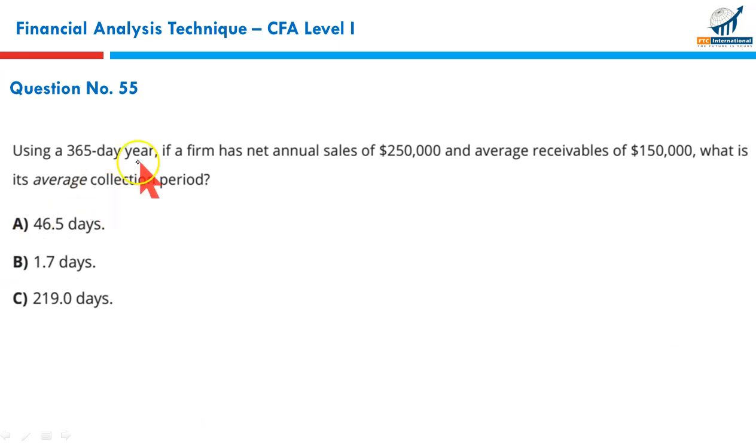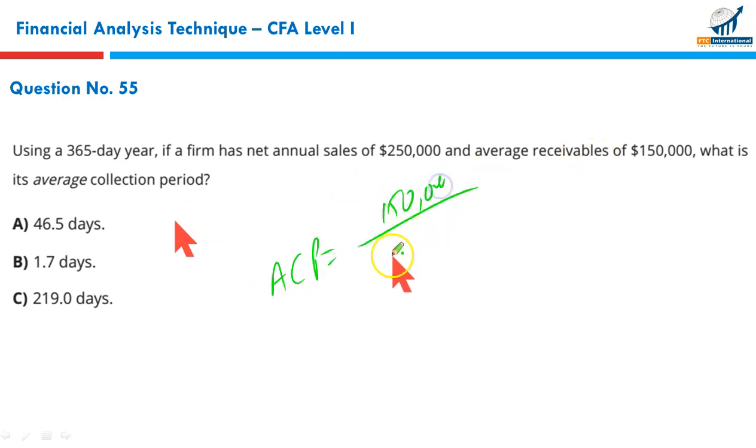Using a 365-day year, a firm has net annual sales of 250, average receivables 150. What is the average collection period? So very easy question. Average collection period is equal to the average receivables divided by your average annual sales multiplied by 365. Simple as that. You just have to apply the formula.